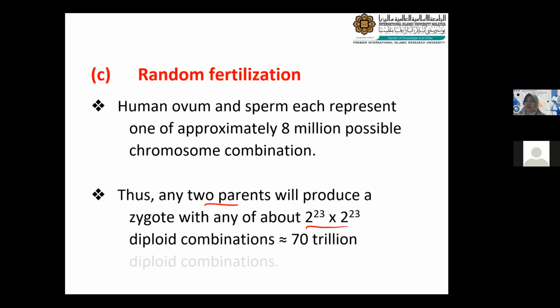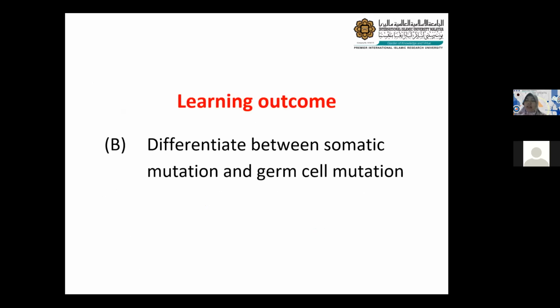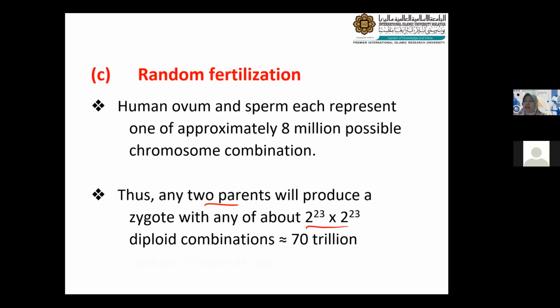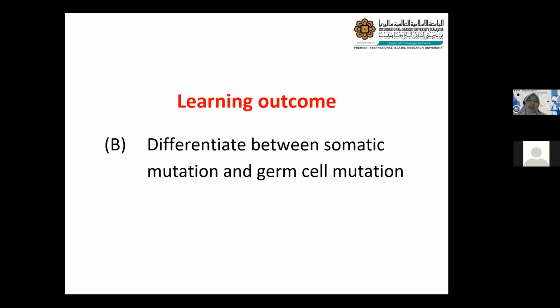Okay, and number 4, mutation. So remember for A, B, and C: random fertilization, independent assortment, and also, what was that? Crossing over. All right. So the genes are already present, but the reshuffling happened. But now we are going to discuss number 4, mutation. All right. So we are going to differentiate between somatic mutation and germ cell mutation.